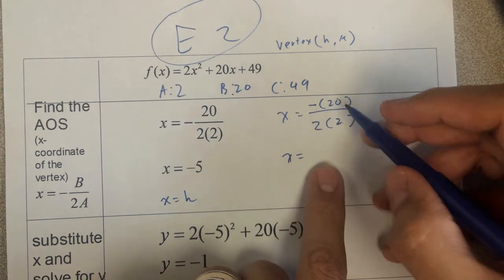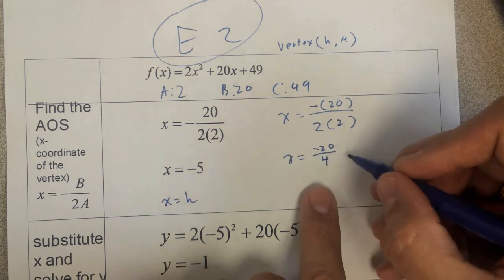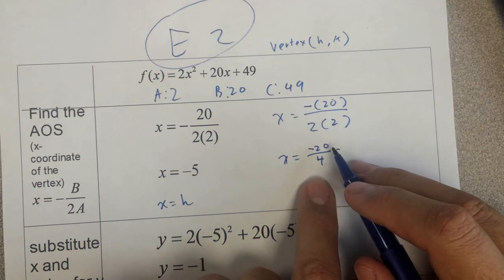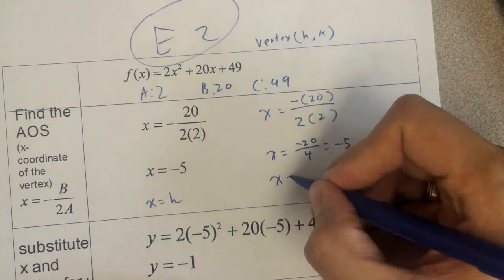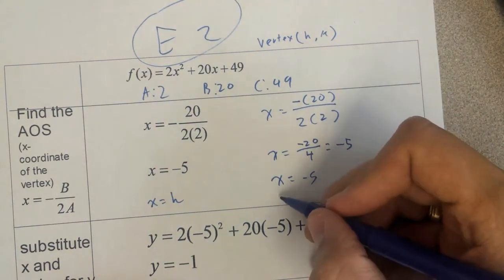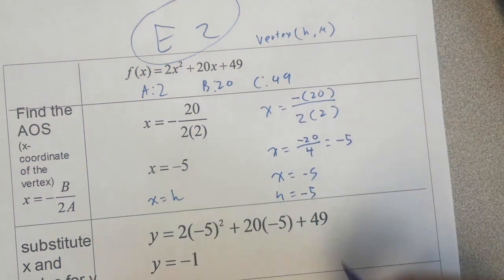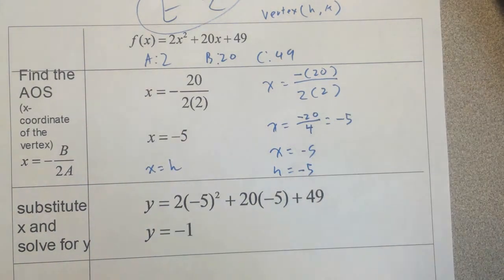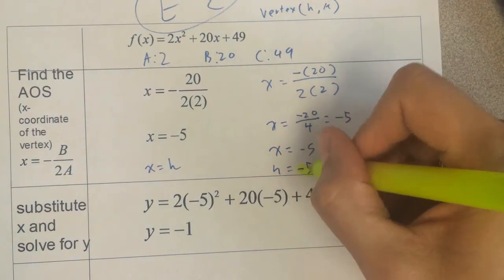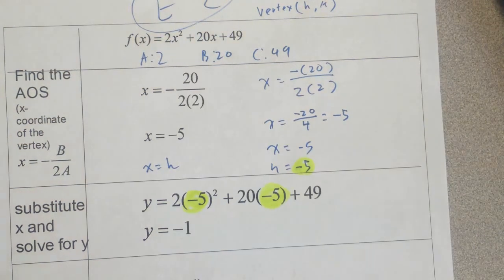Okay. Now, negative 20 is simply on top. 2 times 2 is 4. Simplify that. Negative 20 divided by 4 is negative 5. So my x is equal to negative 5, which also tells me my h is equal to negative 5. Now, we are going to use this negative 5 right here. Let me highlight this to show us. This is my negative 5. This is that same negative 5. This is that same negative 5.